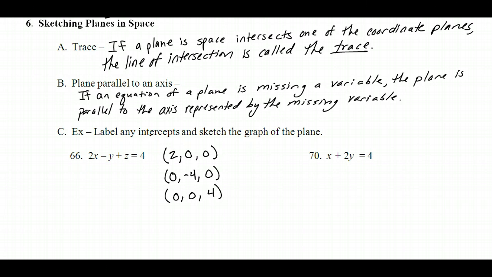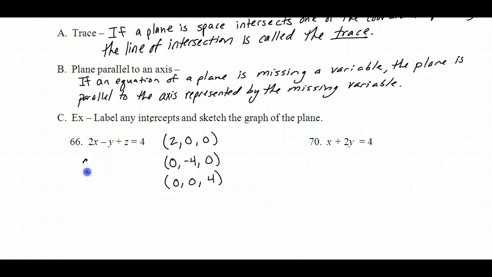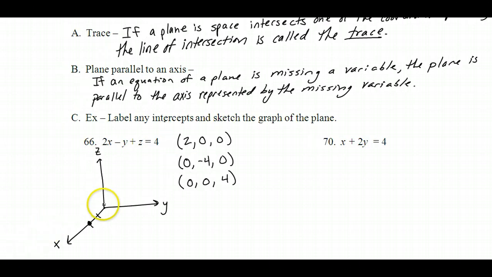So when we graph this, to start, I'm just going to graph the positive. So I have x, y, and z. And I'm going to just graph my points of intersection. So I have the point 2, 0, 0. So that's going to give me that first point. Then I need 0, -4, 0.